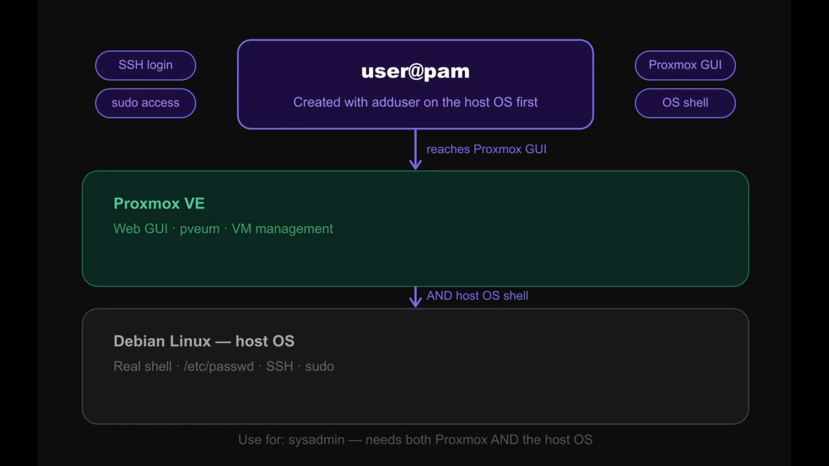When to use PAM? Use PAM for your sysadmin account, the person who needs full access to both Proxmox and the underlying OS. This is your emergency account, your maintenance account. You should have exactly one of these and it should not be root.